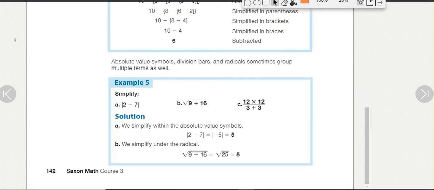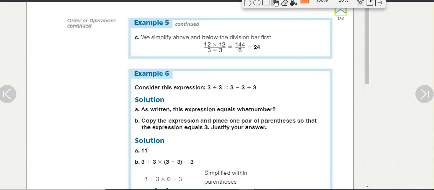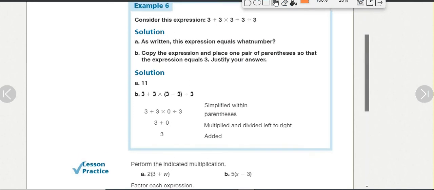Other grouping symbols we include are the absolute value sign, square root sign, and fraction bar, meaning I don't divide here before I add. I do the top as a group, the bottom as a group. It's almost as if they're parentheses. Grouping symbols, it should really be GEMDAS, but that just sounds weird. So notice how they solve that division in example 5. They first combine the top, then combine the bottom, then they divide according to the fraction bar.